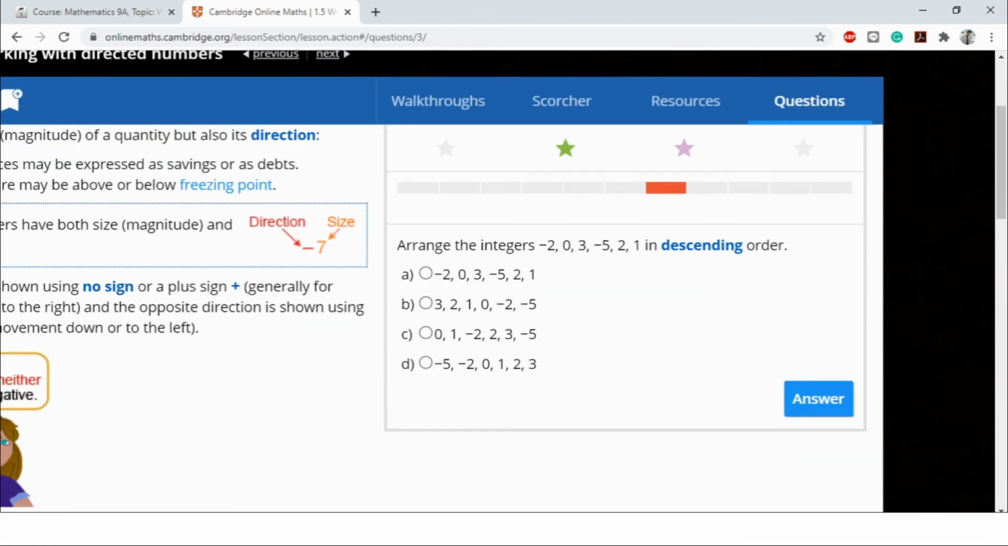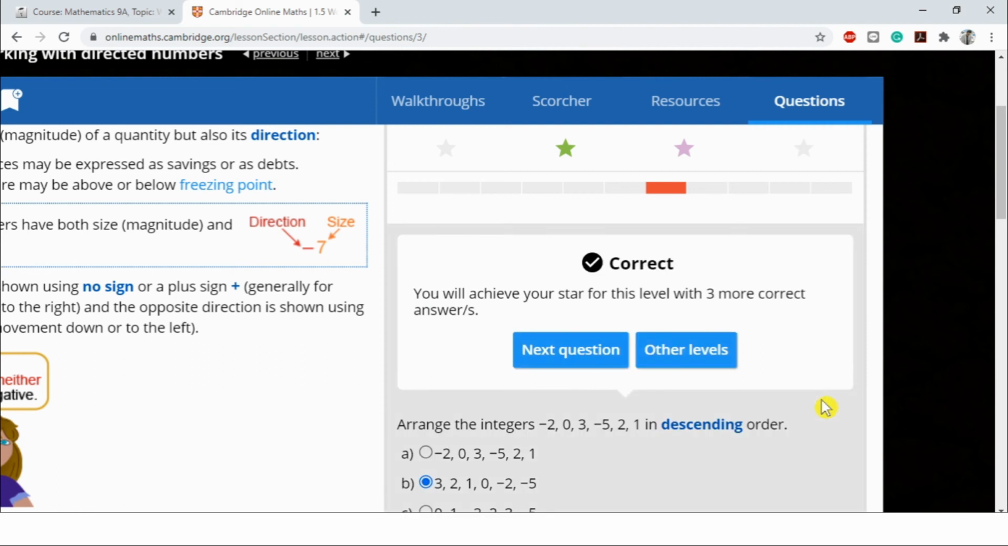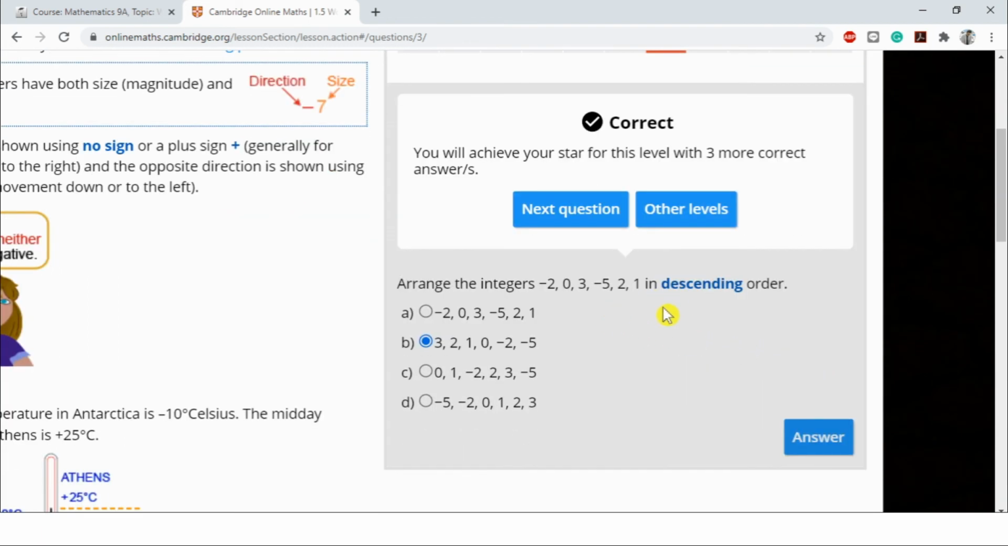Arrange the integers negative 2, 0, 3, minus 5 in descending order. So what that means in descending order is from greatest to smallest, right? So the greatest is 3, then 0, minus 2, minus 5. It should be B, right? All right. So remember, descending is from the greatest to the smallest, but ascending should be from the smallest to the greatest.